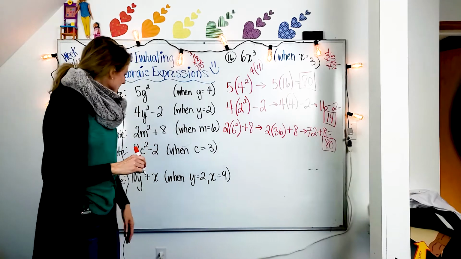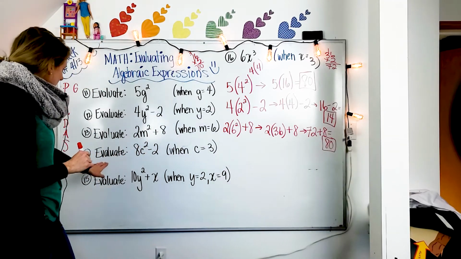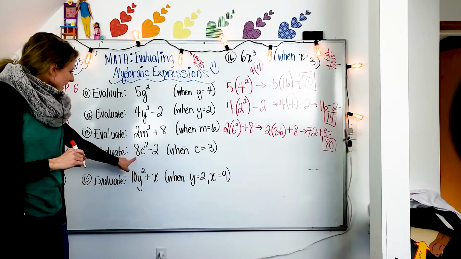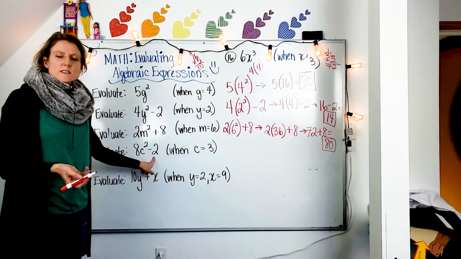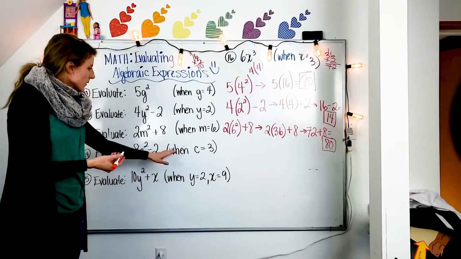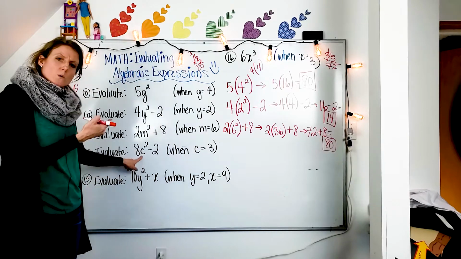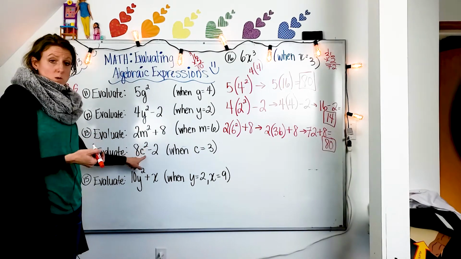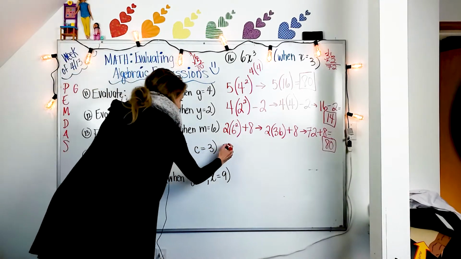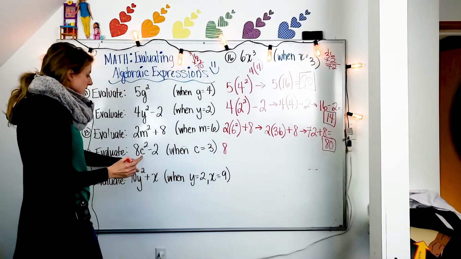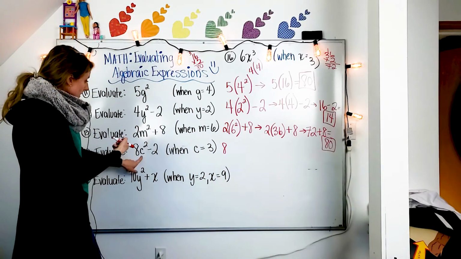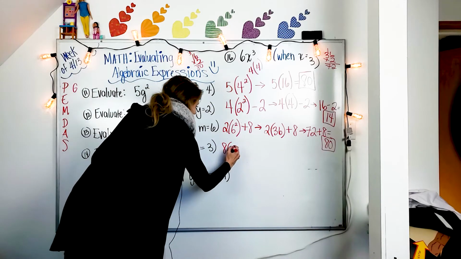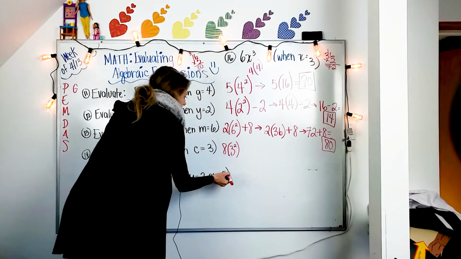2 80s. All right. Number 14, evaluate 8c squared minus 2. Same thing we have been doing. I want to take that 3, put it right in there for the c, and I'm going to keep it squared because that goes with that. So I have an 8. I'm substituting the 3 in for the c. And again, that 3 is getting squared.